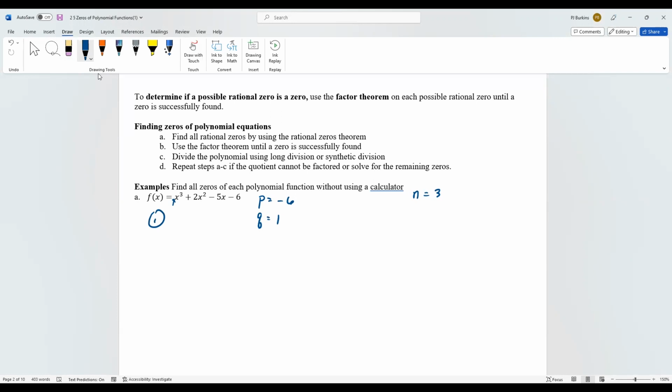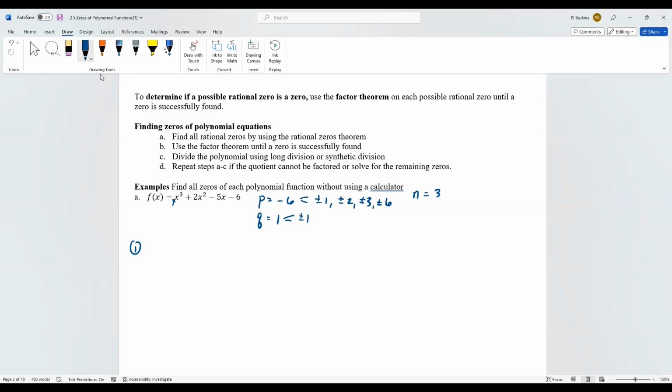So factors of Q, well, that's a tough one, right? We have plus and minus 1. For P, we can have 1, 2, 3, or 6. Then remember that the rational zeros theorem says we need to do all of the potential P's divided by all of the potential Q's.